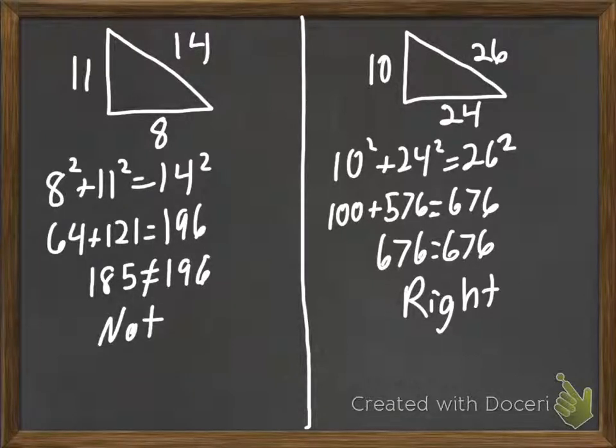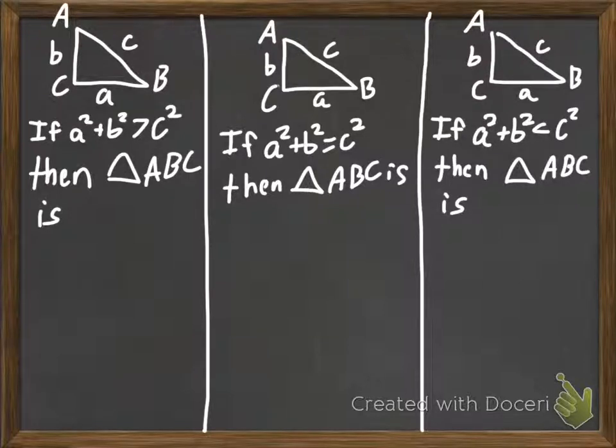Alright, moving on. We now have another way of classifying triangles. We're now going to be able to classify triangles acute, right, or obtuse by looking at the side lengths. And we're going to see that if certain things happen using kind of the Pythagorean theorem, then we can determine if it's acute, right, or obtuse.